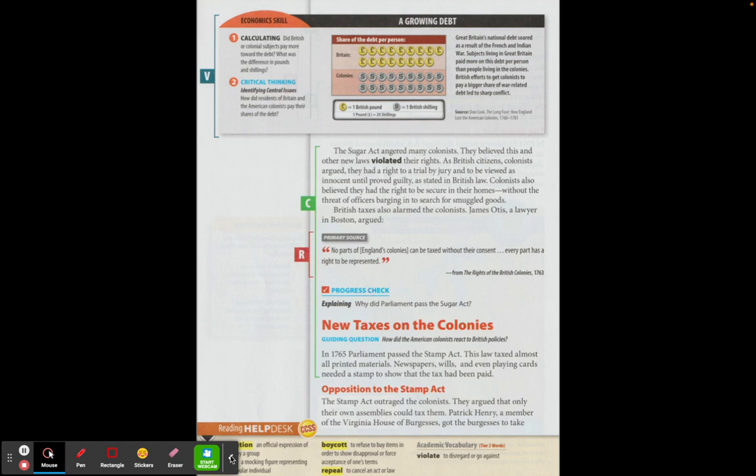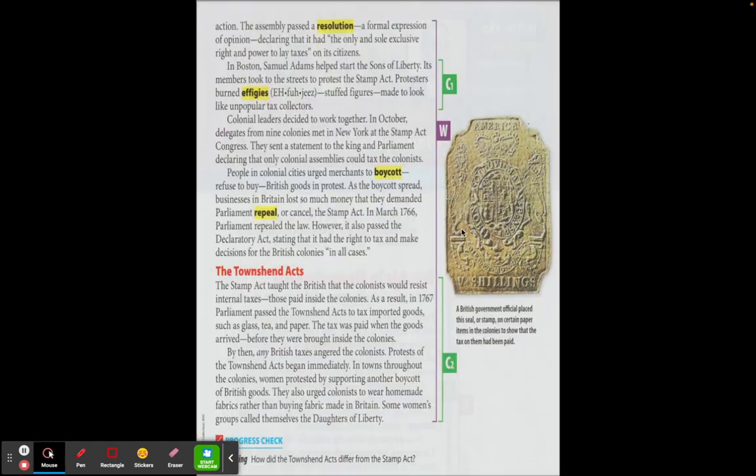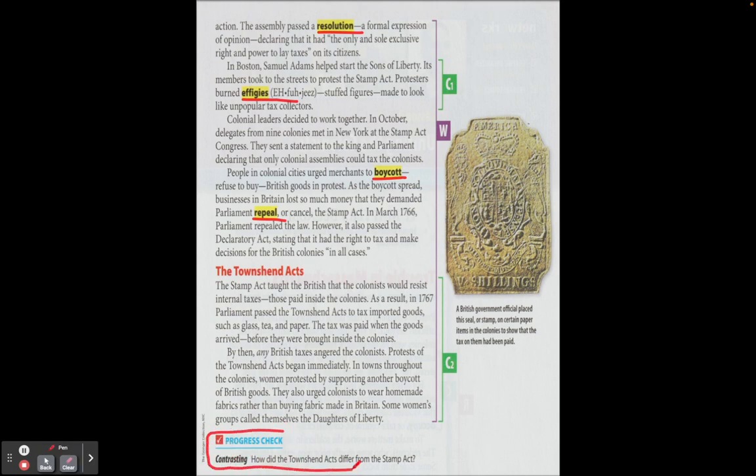Once again, down here, you have your vocab words with their definitions. This is where you'll get your definitions to use for your vocabulary pyramids. And then here, actually continuing from the last page, we have resolution, effigies, boycott, repeal, and then, of course, right here, we have your final question, the progress check.